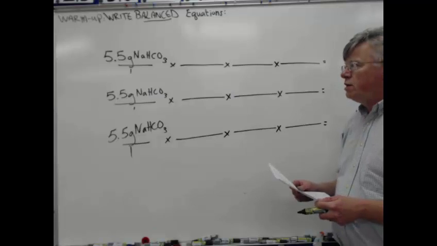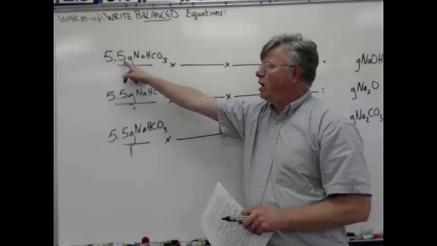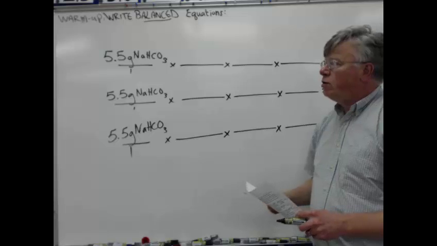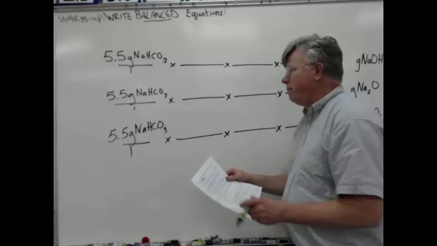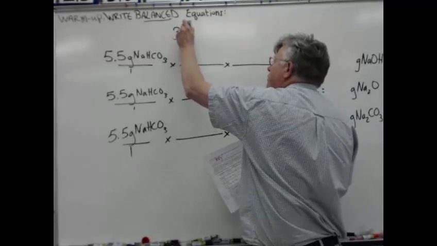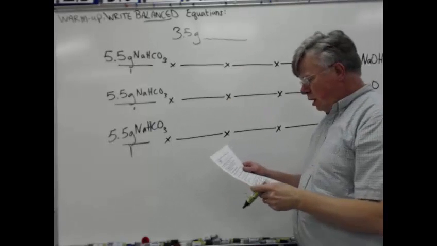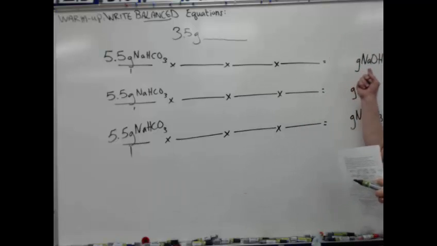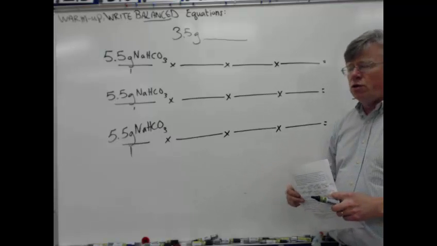Okay, now to solve this, what I did was I took some sodium bicarbonate. I started out with 5.5 grams. This is my lab value that I weighed out. When I cooked it thoroughly, I got a new value, which was 3.5 grams of some product. Now I don't know which product it is yet, but hypothetically it could be sodium hydroxide, sodium oxide, or sodium carbonate, given those former three equations that I showed you.